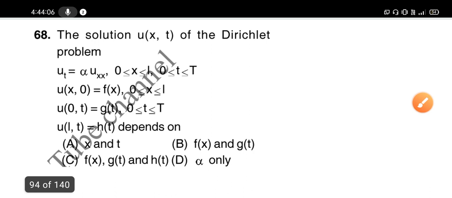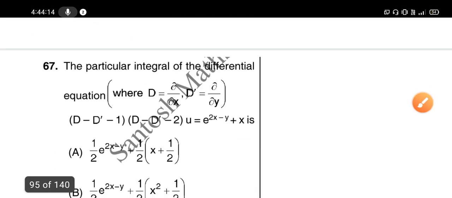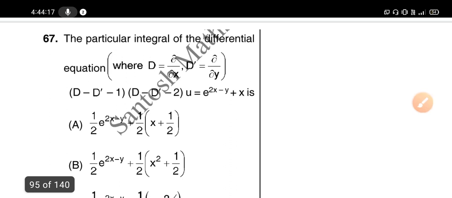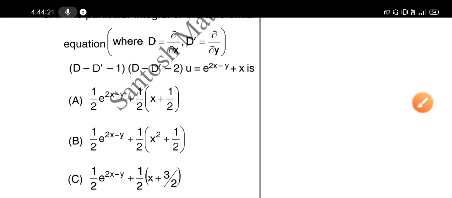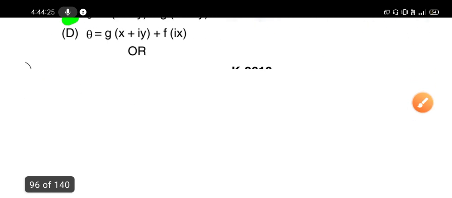The solution u of x, t of the Dirichlet problem. You can try this question. Next question. The particular integral of the differential equation. Find it, you can check this. You can try. Next question.